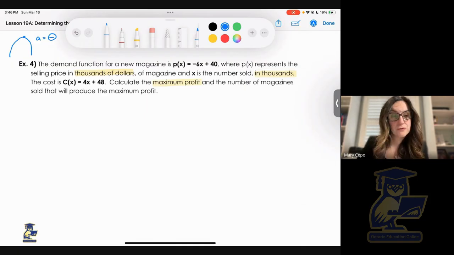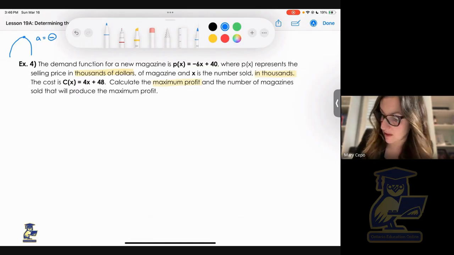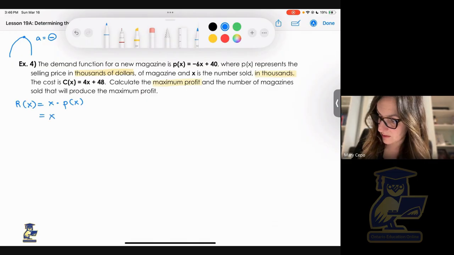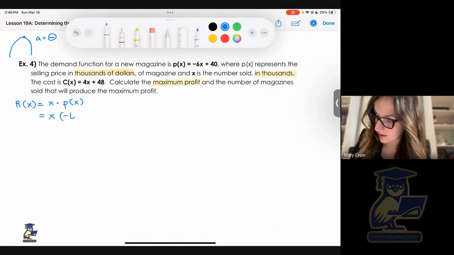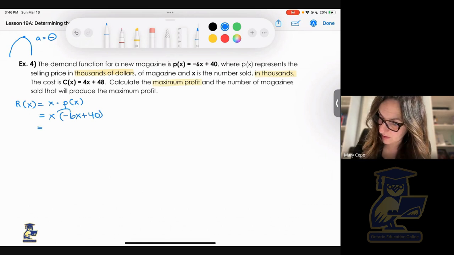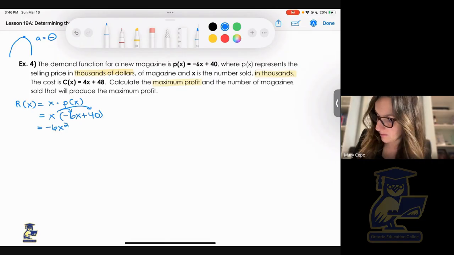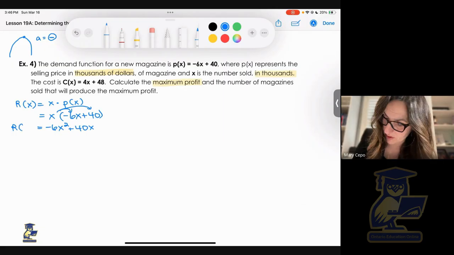Okay, so let's figure out the revenue function first, because we need that first. The revenue function is always x times p at x. So if that's the case, x times negative 6x plus 40. Distributing, that is equal to negative 6x squared plus 40x. So there's our revenue function.